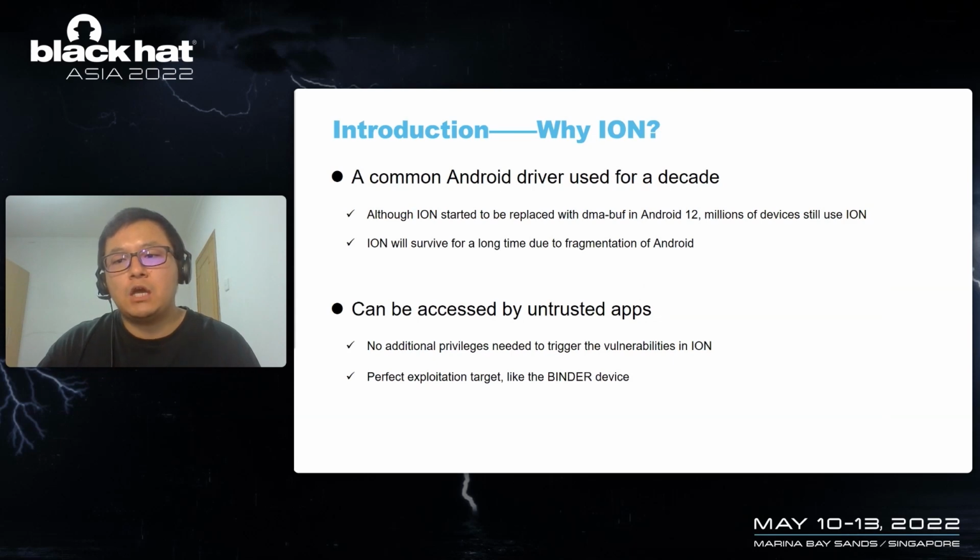Except for the functionality of Ion, there are some other features of Ion that interest us a lot. First, Ion is a common Android driver, so any vulnerability in it can affect many Android devices. Although Ion started to be replaced with DMA buff in Android 12, millions of devices still use Ion, and it will survive for a long time due to the fragmentation of Android. Second, the Ion device can be accessed by untrusted apps, making it a perfect exploitation target, just like the binder device.